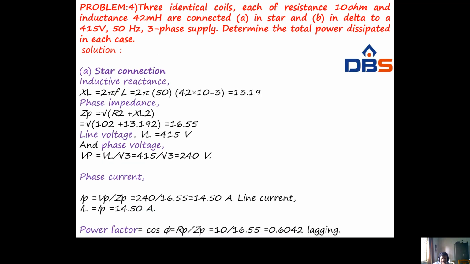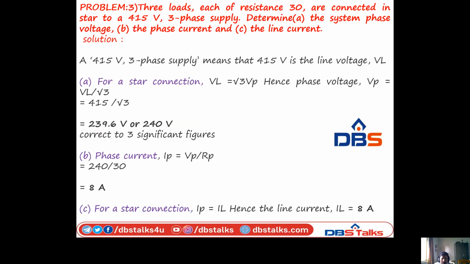Now, suppose this problem is for delta connection. Sorry, the problem itself clearly mentions star connection, so the problem is closed. Suppose they don't mention it, we have to calculate star and delta. For delta connection, line voltage is equal to phase voltage. VL is equal to V phase is equal to 415. But what about line current? First, you have to calculate phase current, and then line current is root 3 times the phase current. So IL is equal to root 3 into 8 for delta connection, right?